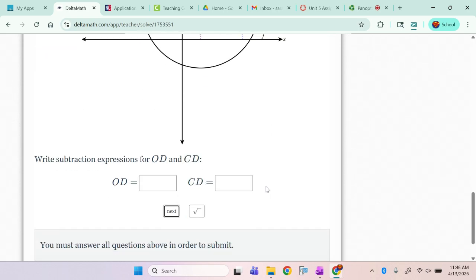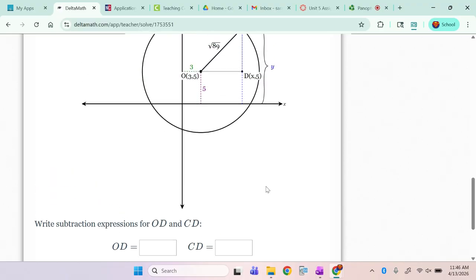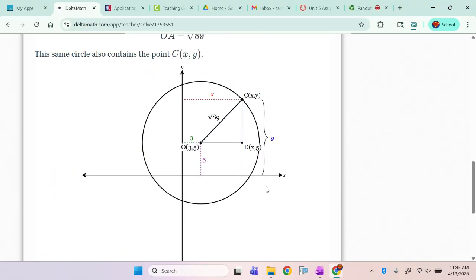So, we're now going to write subtraction expressions for OD and CD. So, if you think back to how we did AB and OB, what do we essentially do to get these distances if we can't count? You subtract them. So, for the horizontal, what am I subtracting? The x or y values? The x's. All right. So this would be x minus what? 3, which is this x value. Typically, you want to put the variable first.